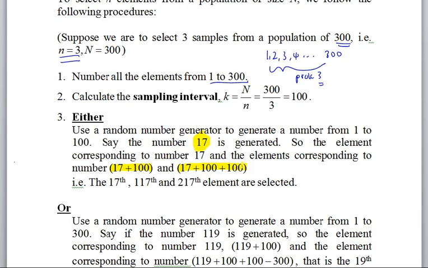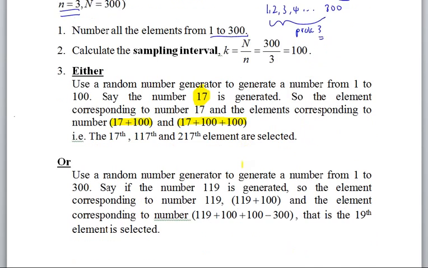Alternatively, I can still generate a number from 1 to 300. Correct? I may have chosen 119. Then I add 100, I get 219. Then add 100, I get 319, but I only have 300 samples. So I minus 300. I will get 19. Follow so far? Very easy. Okay.